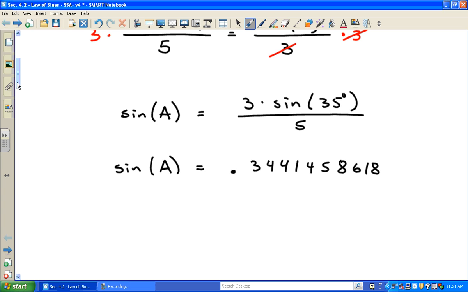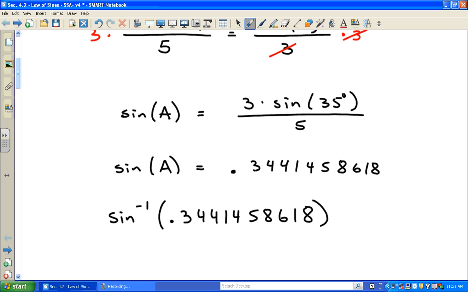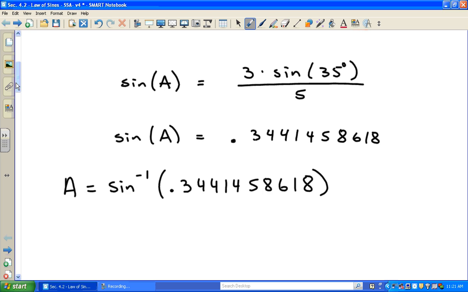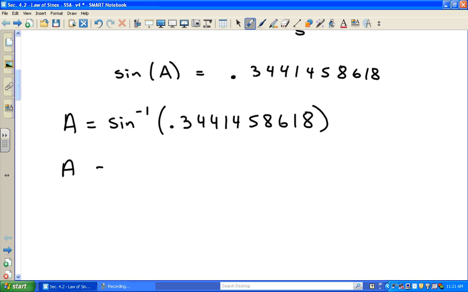To solve for my angle A, I'm going to have to use an inverse, so I'll say sine inverse of 0.34414586818. That will give me the value of angle A. Type that in your calculator. You'll get that angle A is equal to 20.12966472, and this is in degrees.